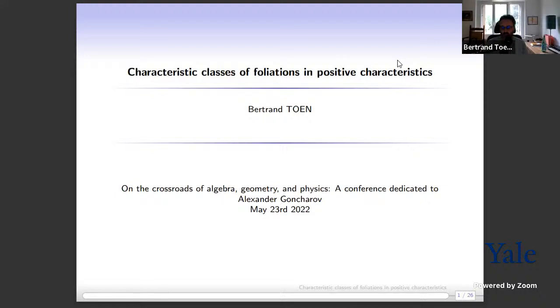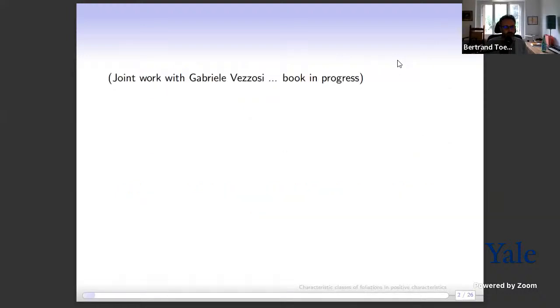So it's joint work with Gabriele Vezzosi. There are a couple of preprints on the arXiv you can check. And there's also a book in progress. It's very slow progress, but hopefully at some point we will have a book with all of these results written down.